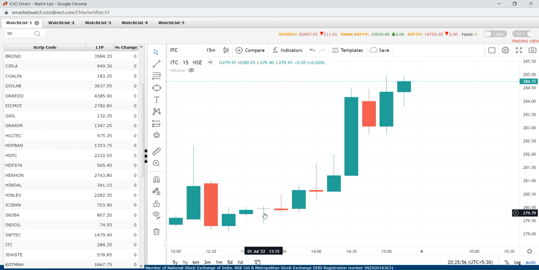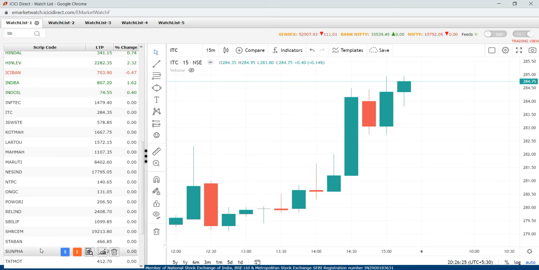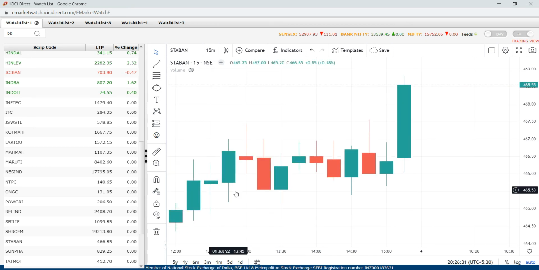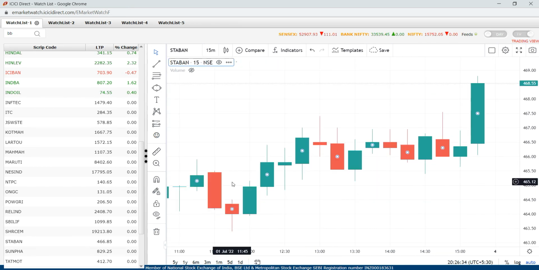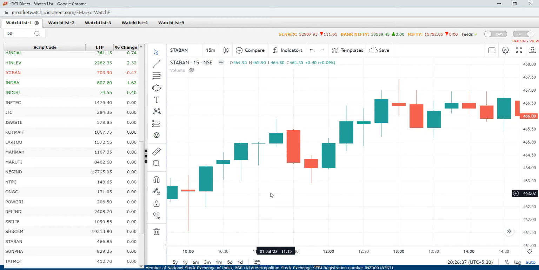Usually when you talk about chart patterns, they have single candlestick patterns, two candlestick patterns and three candlestick patterns. When you're talking about the morning star, this is a three candlestick pattern. So let's understand how it is formed and how you take a trade on it. I've taken a chart to show you how the morning star is formed.